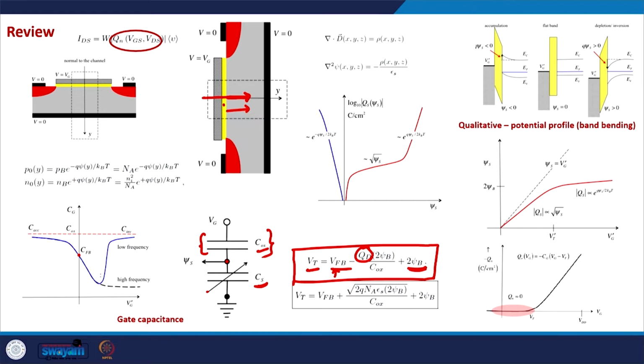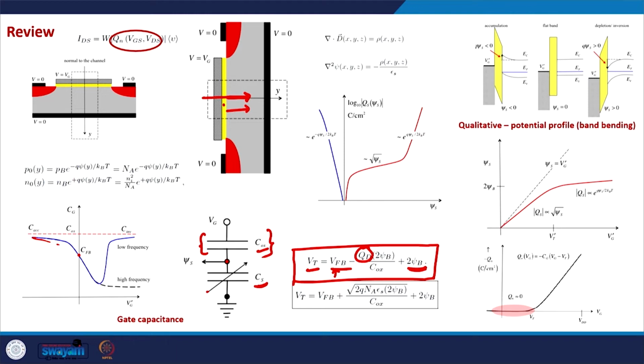At low frequencies in a MOS capacitor, this would be the behavior of C as a function of Vg. At high frequency the capacitance will be low, because in a MOS capacitor the inversion layer cannot respond to the applied gate voltage at high frequencies.